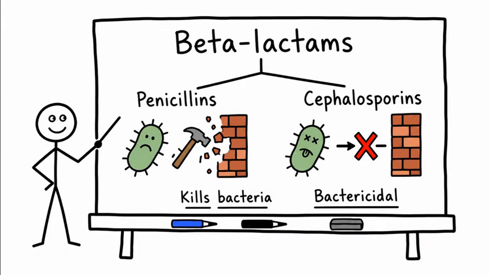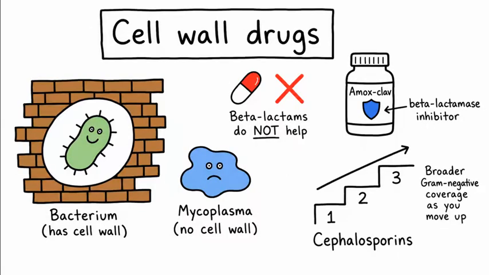These drugs interfere with bacterial cell wall synthesis, so they work best against bacteria that are actively dividing. They are generally considered bactericidal, meaning they kill bacteria rather than only slowing growth. A practical way to remember beta-lactams is cell wall drugs. If the organism does not have a cell wall, like mycoplasma, beta-lactams are not useful.